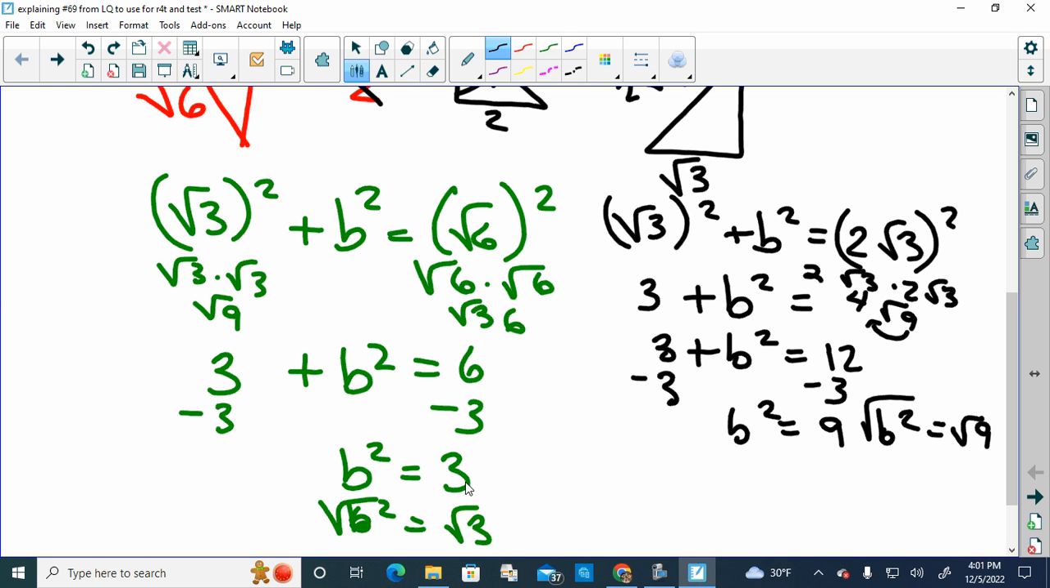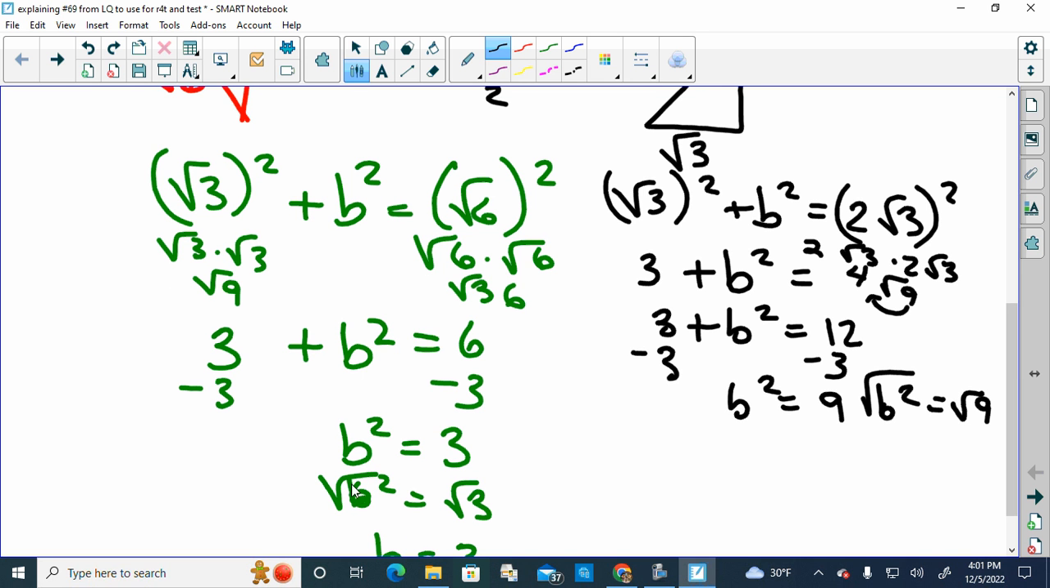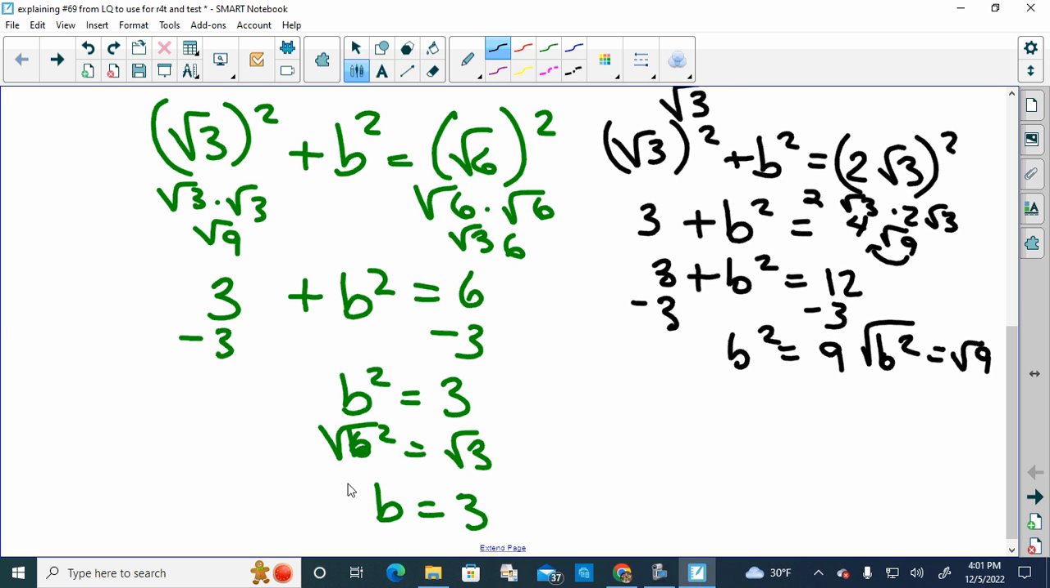To get the b by itself, I have to take the square root. And what I do to one side, I've got to do to the other side. So remember, the square root gets rid of the square to get the b by itself. But then I still have the square root of 3. Just because this gets rid of this, this is still there, because we cannot take the square root of 3.